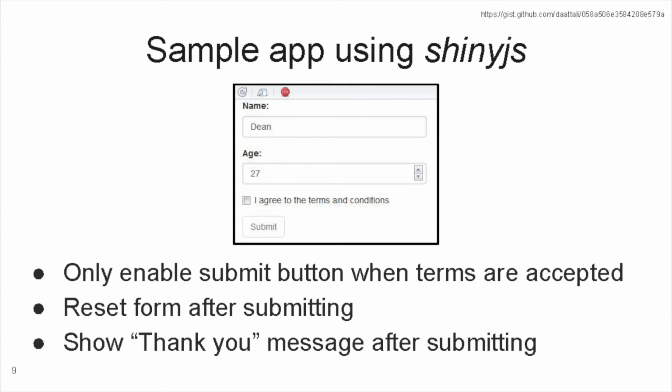Now I want to show you a slightly more realistic use of ShinyJS. Let's say we want to make a simple app that has a name, an age, a checkbox to say that you agree to some terms and conditions, and a submit button. We want to make it a little more user-friendly. So we want to make sure the submit button is not enabled unless you check the box. We want to reset the form after people submit it, and we also want to show a little thank you message at the end.